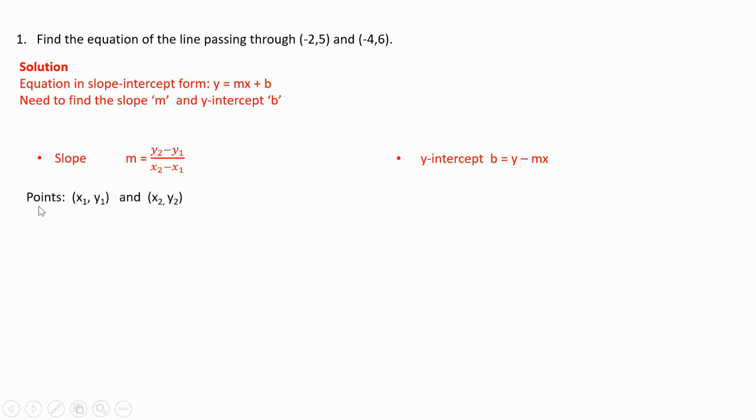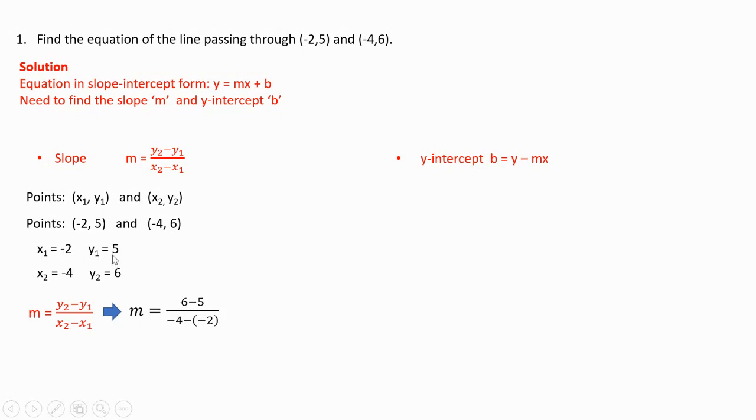So now, how do we start? If this is point 1, then this is x sub 1, y sub 1. And if this is point 2, this will be x sub 2, y sub 2. So these are my points. Okay, so if you notice, this is x1, and this is y1. This is x2, and this is y2. So let's plug them in.